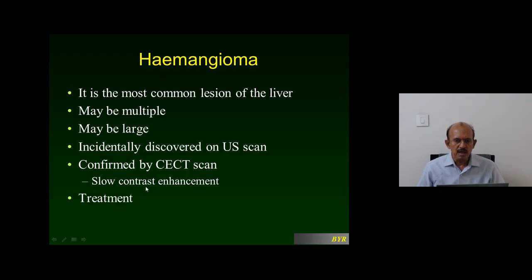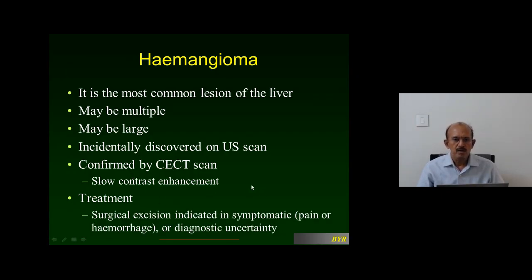So once there is slow contrast enhancement, you don't go for any biopsy. If there is rapid contrast enhancement, that means it is a tumor, then you do a guided biopsy. Treatment of hemangioma: surgical excision is indicated in symptomatic hemangioma, that means when pain or hemorrhage is there, or whenever there is diagnostic uncertainty.